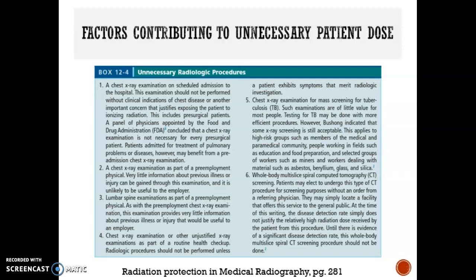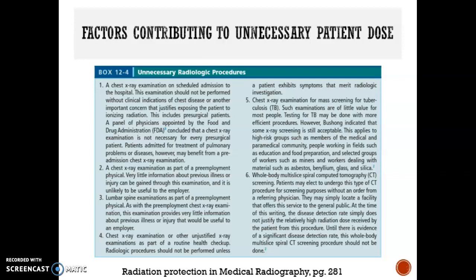the patient to radiation because there is virtually no benefit to the patient in terms of useful information gained from the procedure. Examples of this are non-essential exams described in this figure from the radiation protection textbook. Let's look at number 1 in this figure as an example. Here it says that a chest X-ray examination on scheduled admission to the hospital is unnecessary.